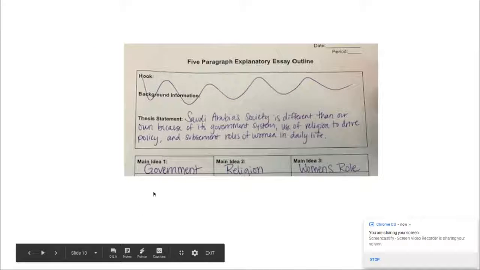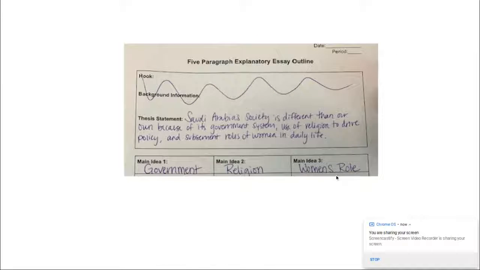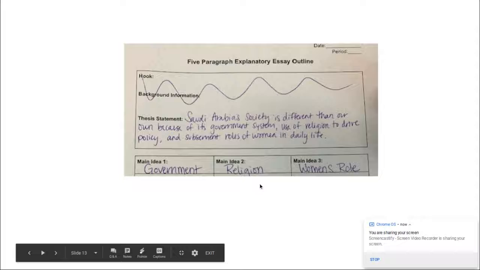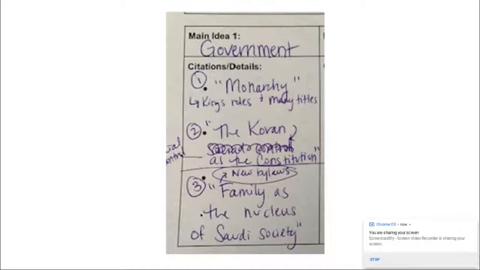After that, I got my main ideas, right? I want to stay in that same order, but maybe you find that it makes more sense for your reader when you're putting it together and you're monitoring for meaning. Maybe it makes more sense to start in a different order than what you intended, and you could switch that around here. After that, I went through and I shorthanded my citations.